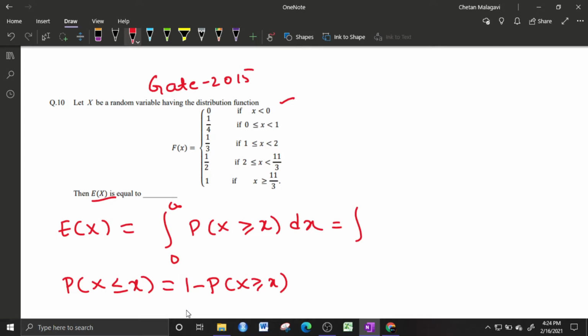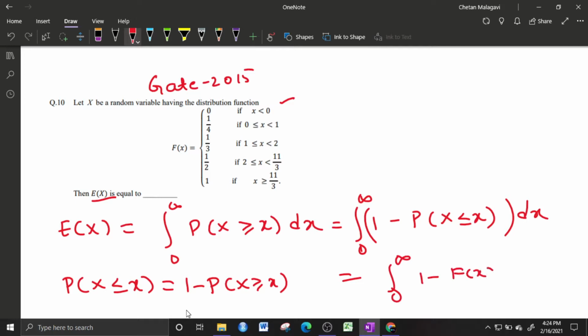Okay, now this can be obtained as integration over the range from 0 to infinity of 1 minus probability of x less than or equal to x, into dx. I write this as integration from 0 to infinity of 1 minus F of x dx. Let us calculate this to find the expectation.